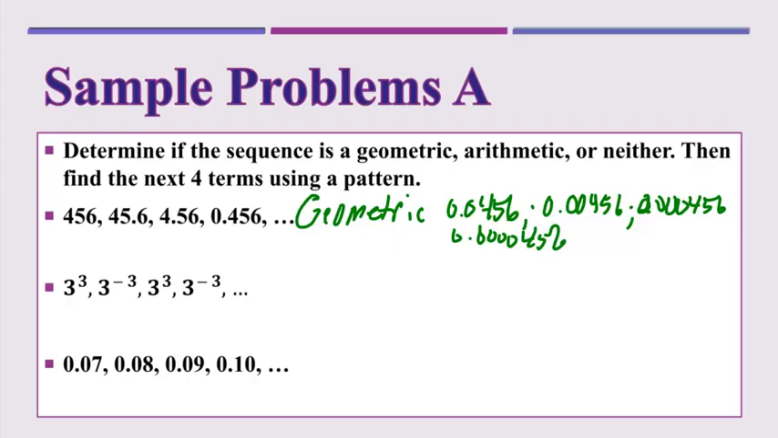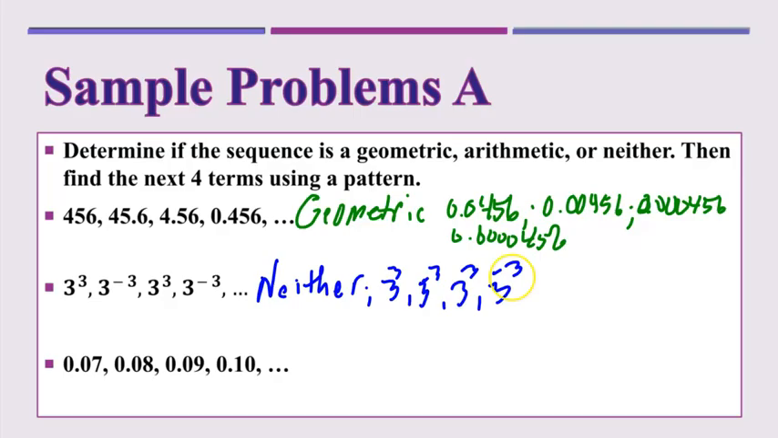Next one, we have 3 to the 3rd power, 3 to the -3rd power, 3 to the 3rd power, 3 to the -3rd power. Now it just keeps alternating back and forth with that one. So 3 to the 3rd power is 27. This would be 1/27, then 27, then 1/27. That would be neither. And then if we were to continue the sequence on that one, then it would just be 3 to the 3rd, 3 to the -3rd, 3 to the 3rd, 3 to the -3rd.